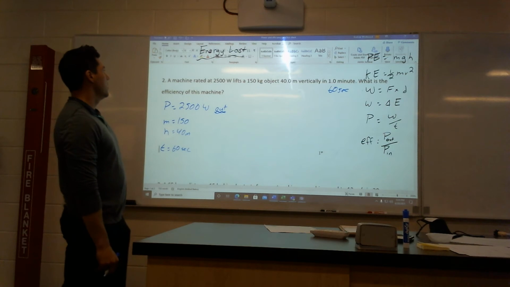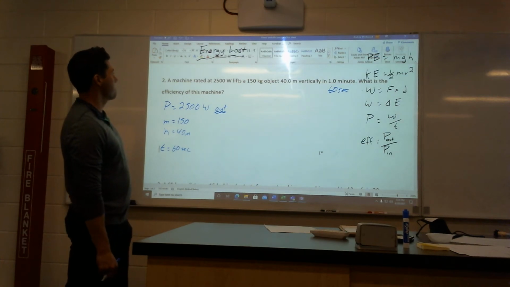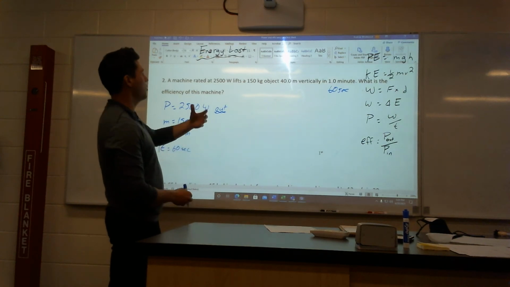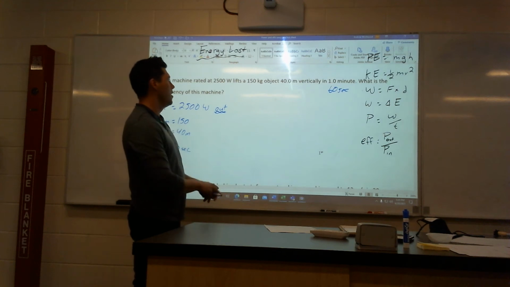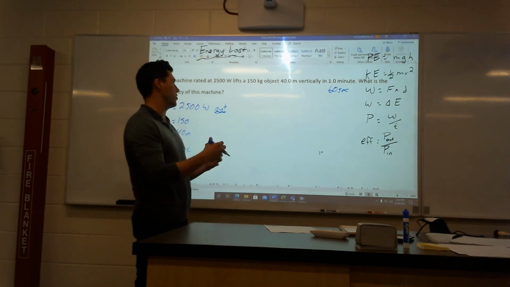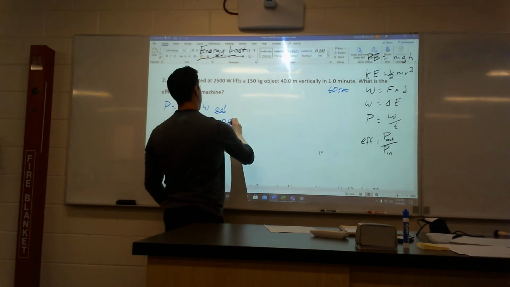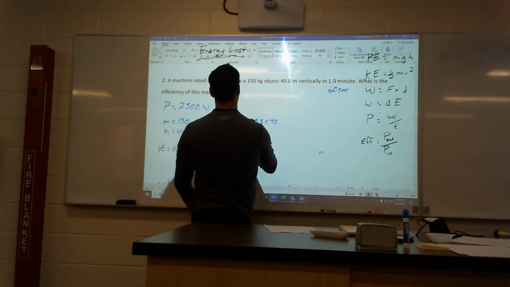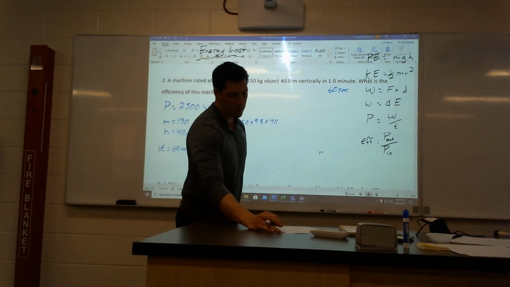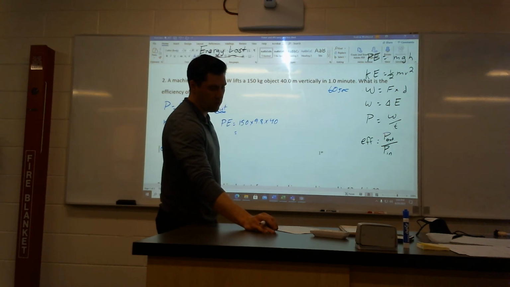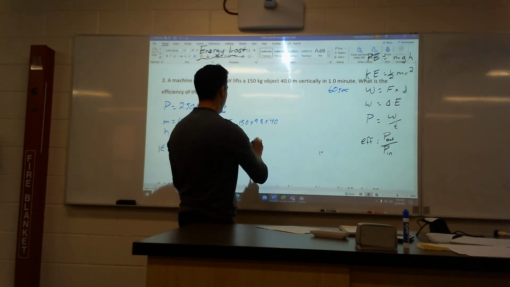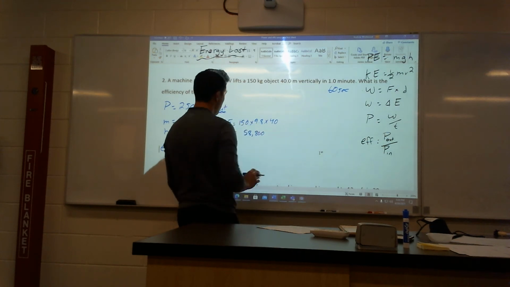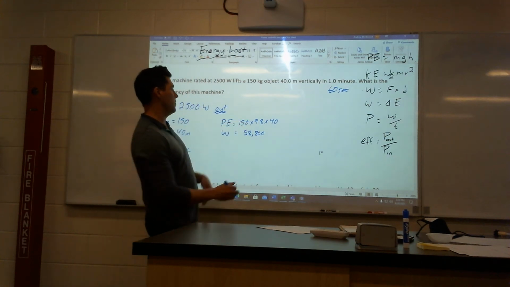Okay, let's go through this. We have to figure out power, so we have to figure out work over time. I have the time, I need to do some work here. This thing is lifting an object to a certain height, so our work is going to be our change in energy, or potential energy here. So potential energy equals 150 times 9.8 times 40. What was my potential energy here? I have 58,800. Again, that is my work. That's not my power. That's just my work, my potential energy.